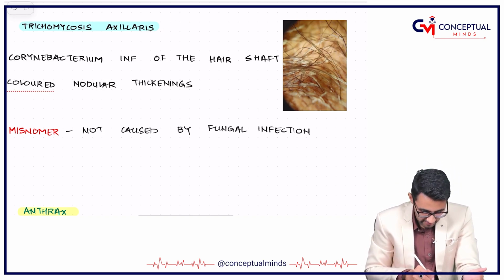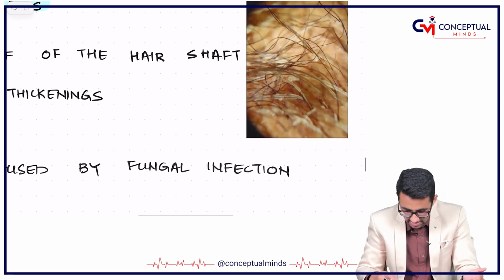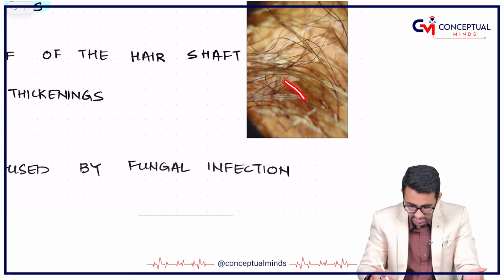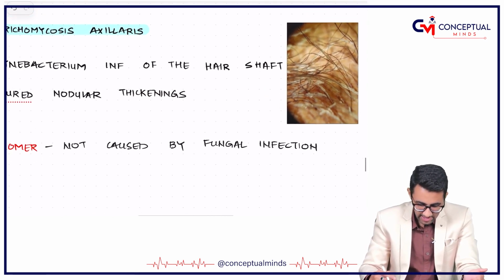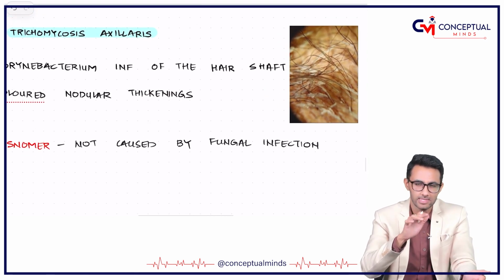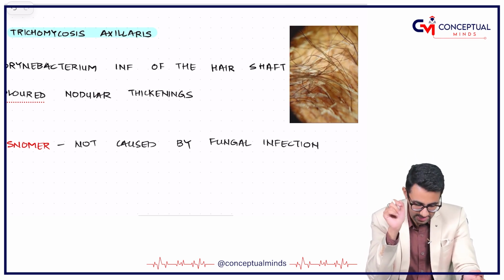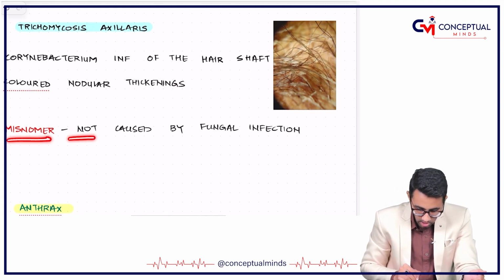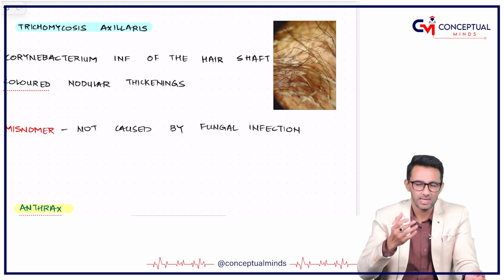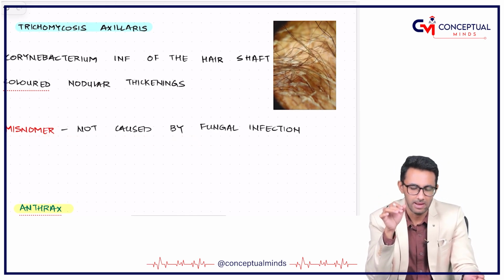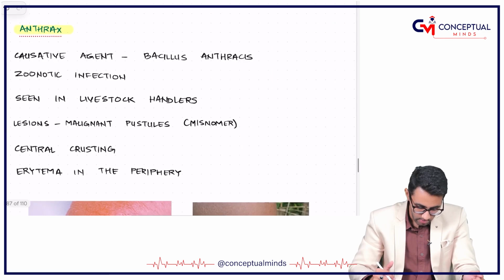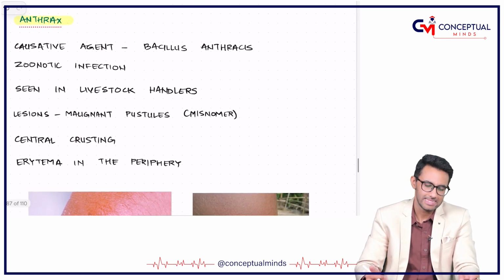Over here, colored nodular thickenings will be there, right? If you can see in this, we can clearly appreciate this shaft of the hair, the middle part of the hair. That is where this organism is. It is a misnomer, not caused by a fungal infection. We are obviously reading a bacterial infection, so it is by bacteria. Going on to the next one, that is anthrax.